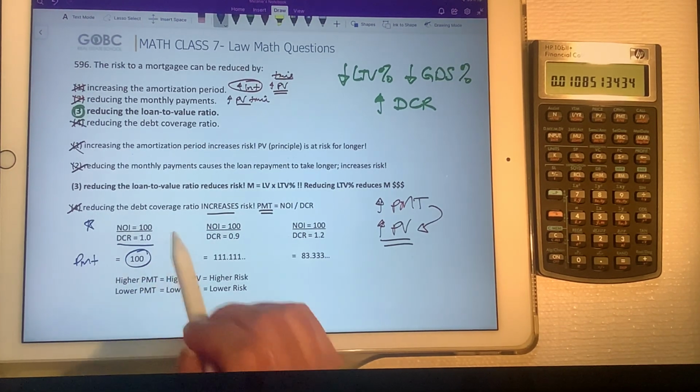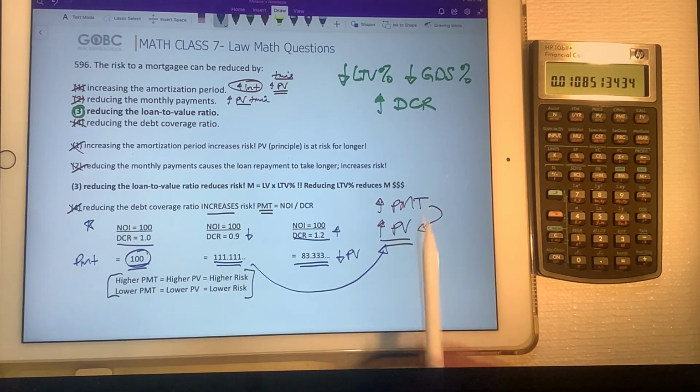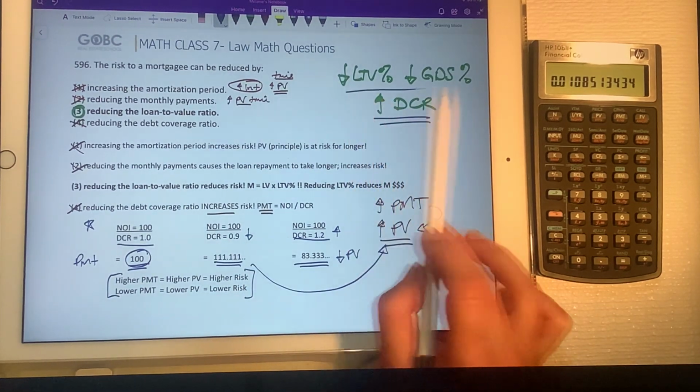Now, this would never happen in real life, right? This is just used as an illustration. So you're allowed to spend every single penny of that NOI towards your payment. If you reduce the DCR, see what it does to your payment. If you divide that 100 by 0.9, then you get a higher payment amount, which would then result in a higher PV. If you increase the DCR to 1.2 instead of your 1.1, then you see that it reduces your payment, and then that would reduce the PV because you have less payment to purchase the PV with. So make sure that you know that this DCR is the opposite of the other two, okay?